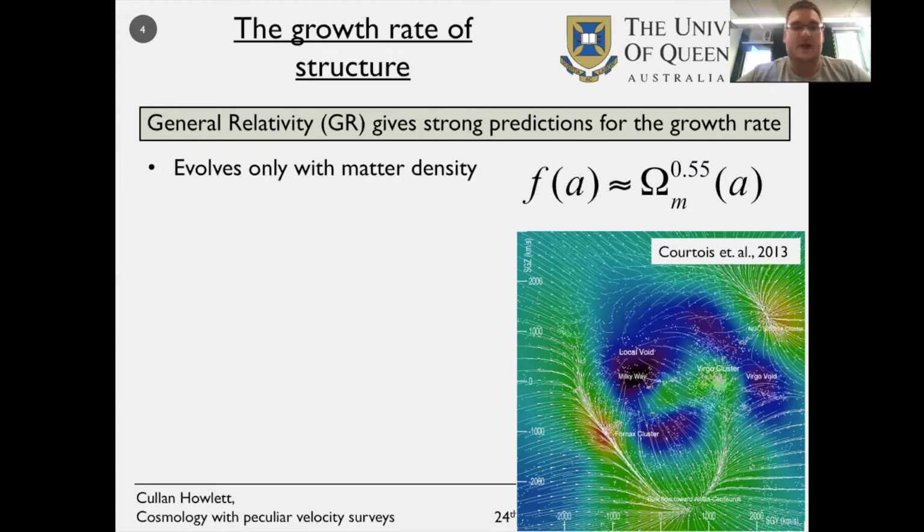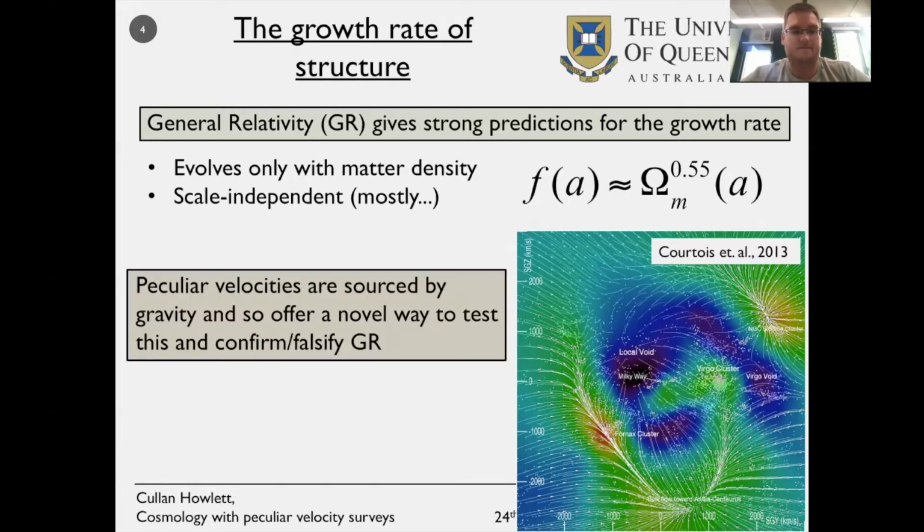And in particular, it says that it evolves only with the matter density, so omega m to the power of 0.55. So that's its time evolution. And that it's scale independent. And here I put "mostly" because there are some caveats to this, such as neutrinos, which do add some scale dependence. But for most purposes and on large scales, GR predicts a scale-independent growth rate.